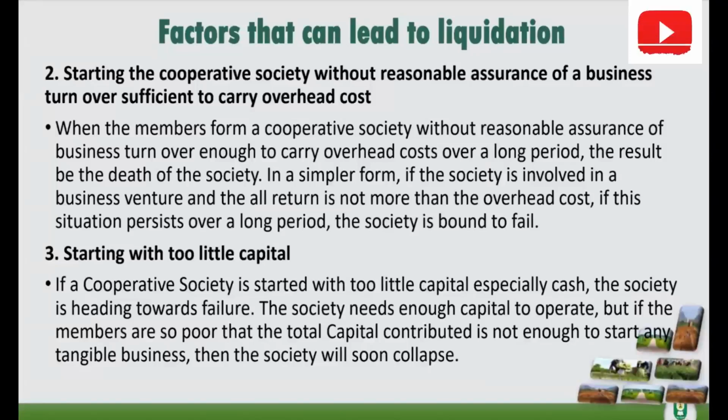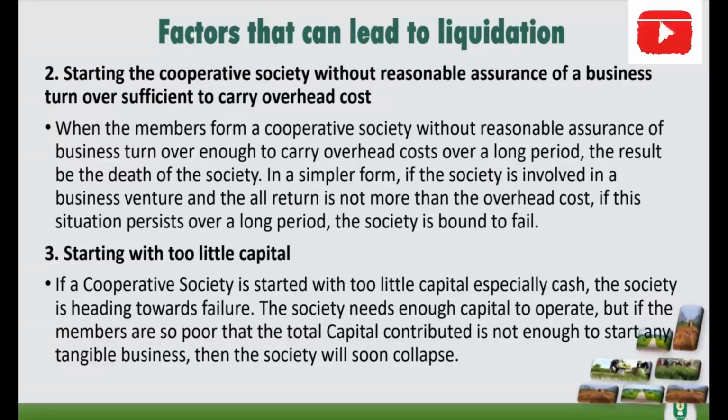Number three factor is starting with too little capital. If a cooperative starts with too little capital, especially cash, the society is heading towards failure. Every cooperative society needs enough capital to operate. But if the members are so poor that the total capital contributed is not enough to start any tangible business, then the society will soon fail or collapse.